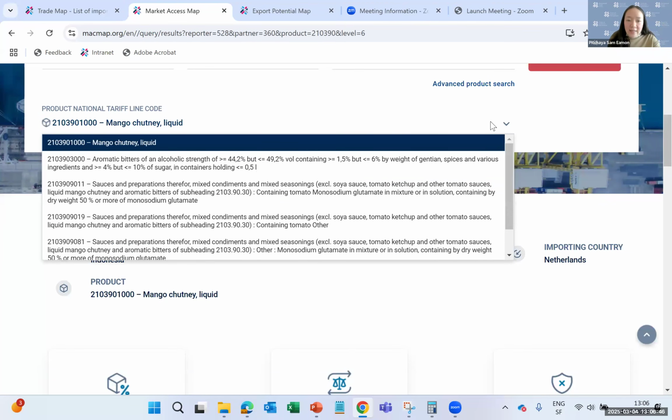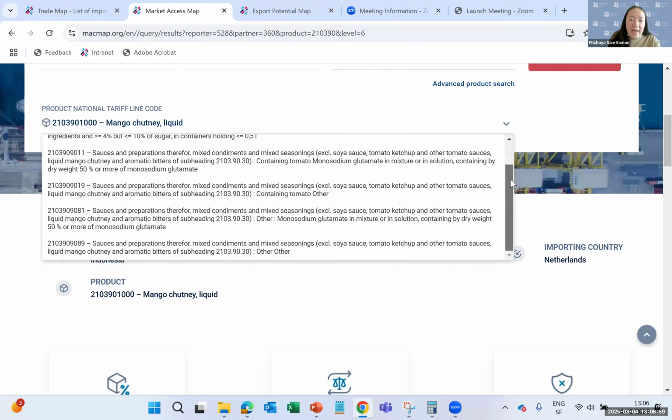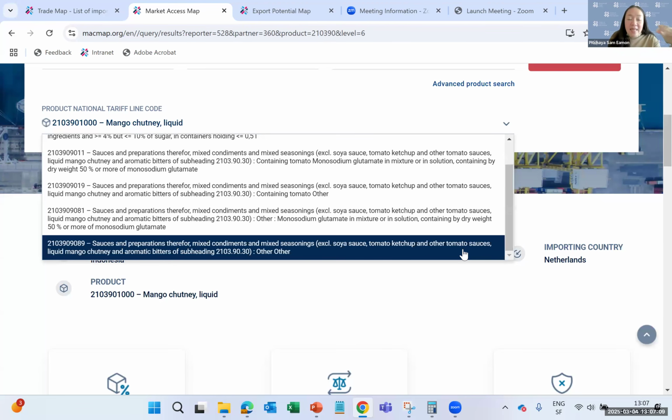Here, you need to look at the national tariff line because it might determine further what your product is. They will distinguish directly. So this one has monosodium glutamate containing tomato, this one containing tomato, this one containing tomato. And in the case of sambal, it's actually other sauces. It's not soy sauce, it's not tomato ketchup, it's not tomato sauce, because it's made from chili. So it will be this particular national tariff line.